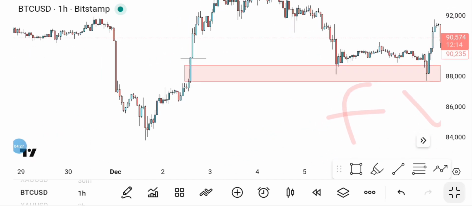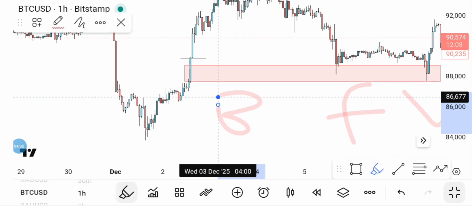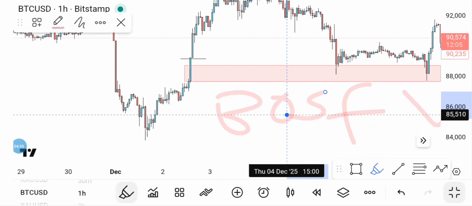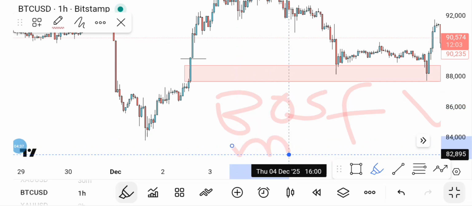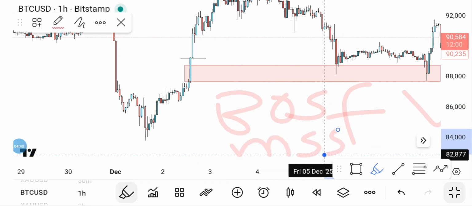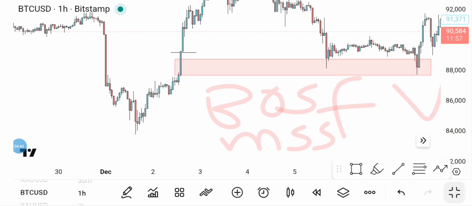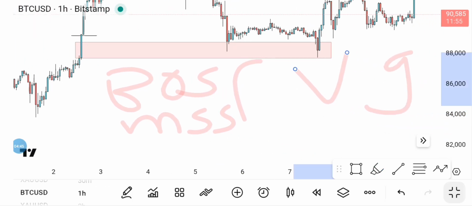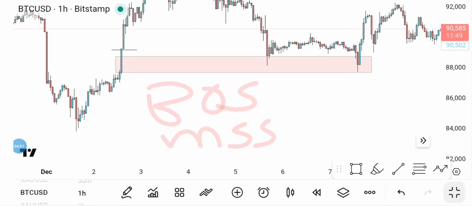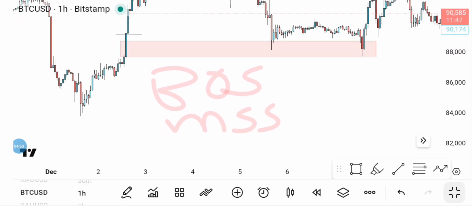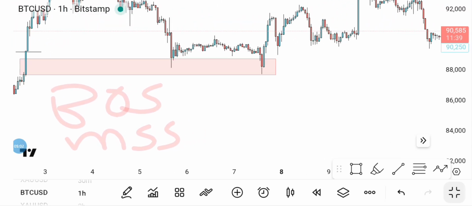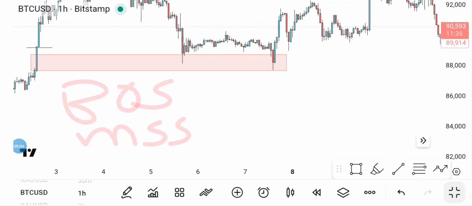Now there's what they call, these are the basics. We call it BOS, and what we call the MSS. I was taking us through those terms, the BOS and the MSS. For some persons, they just call it the change of character. The BOS stands for break of structure, while the MSS stands for shift in market structure. Okay, let me give us an illustration of a break of structure. Don't worry, I'll get back to this explanation. I just needed to explain this so that we have a good understanding.